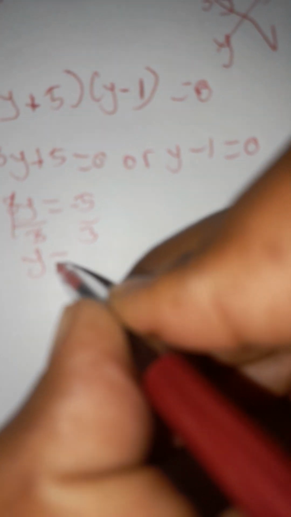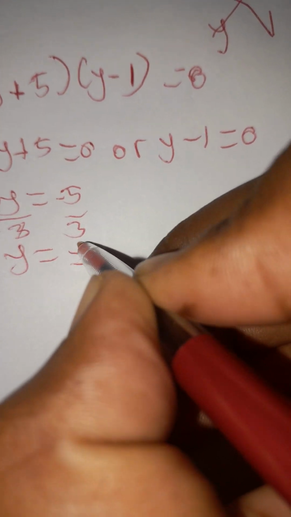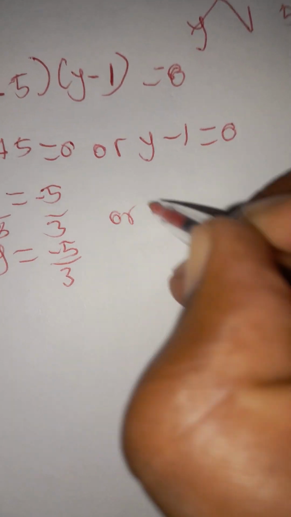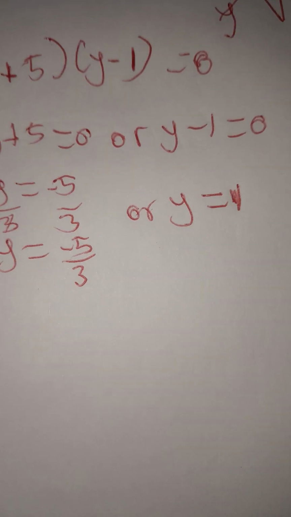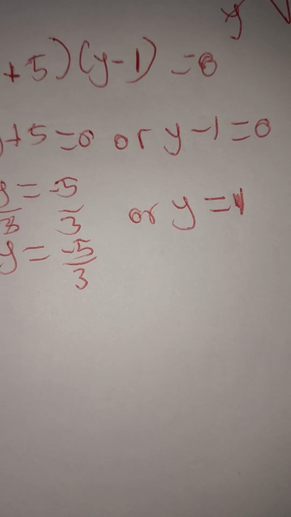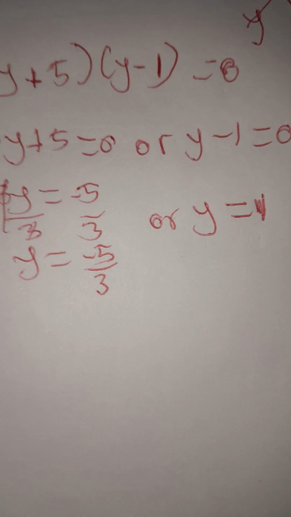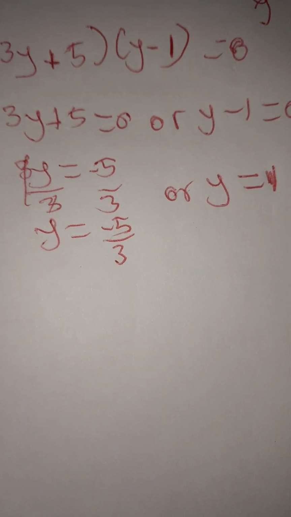From this case, you can take 5 to the other side, it's negative 5, divide both sides by 3. So we are having y is negative 5 all over 3. Or take negative 1 to the other side, y is equal to 1. So that's how you can work with 2.3.1. Let's go to 2.3.2.